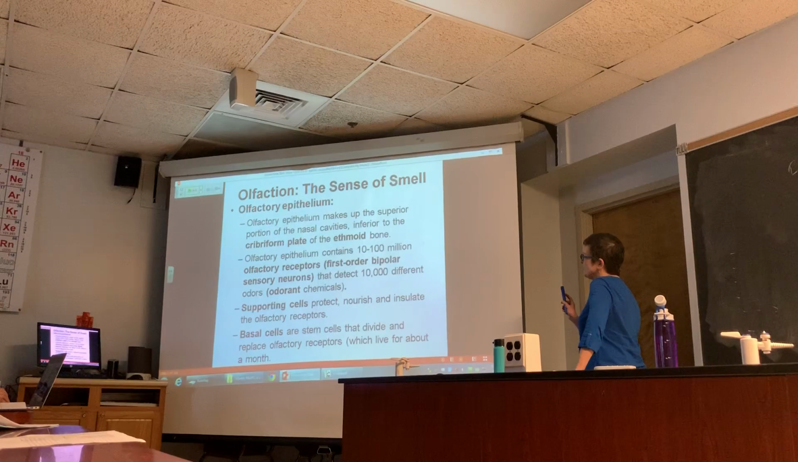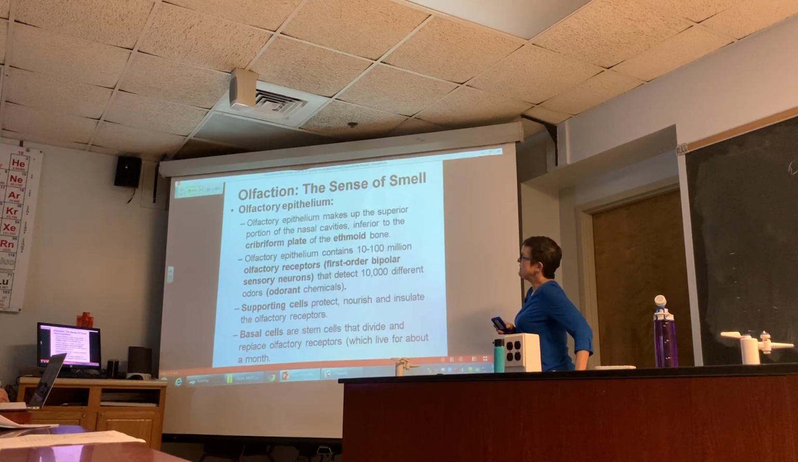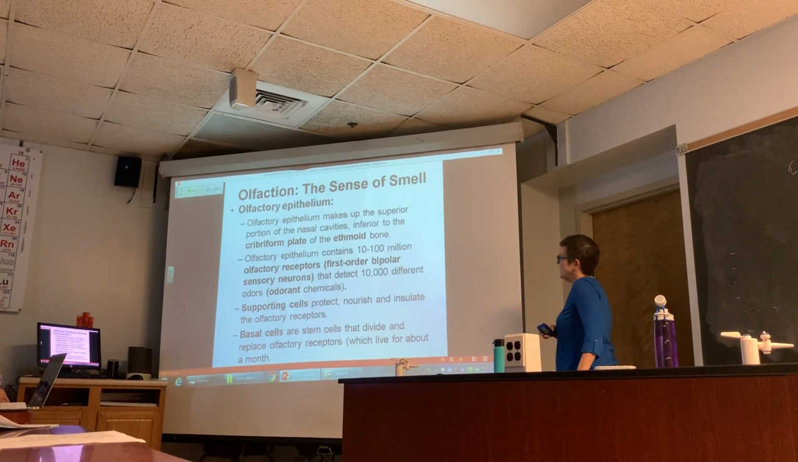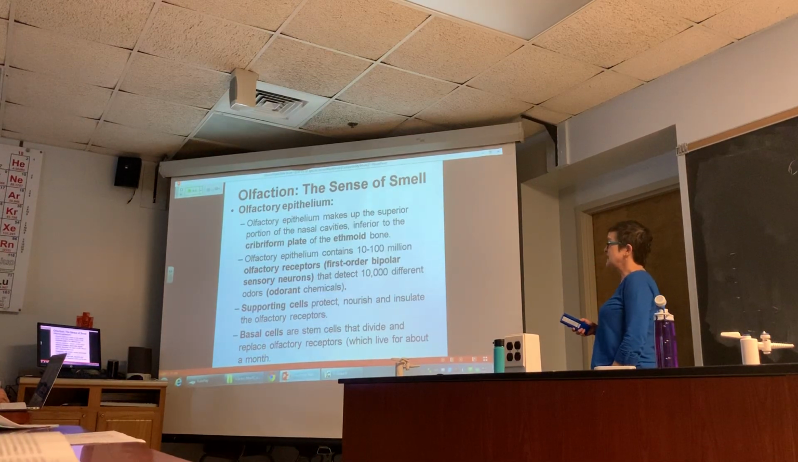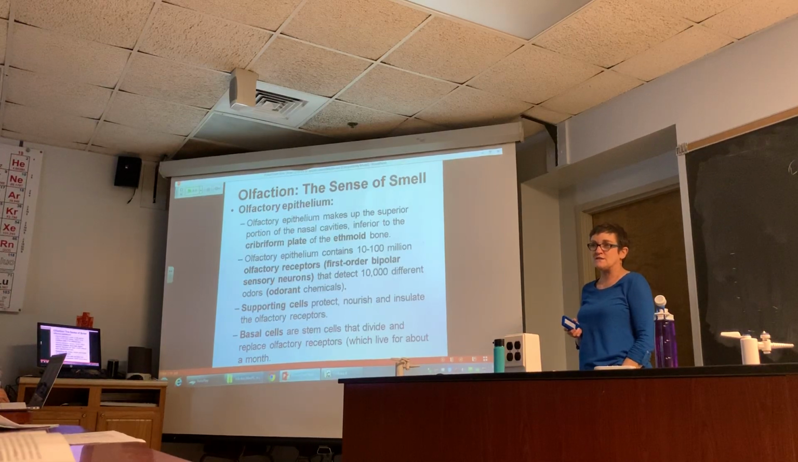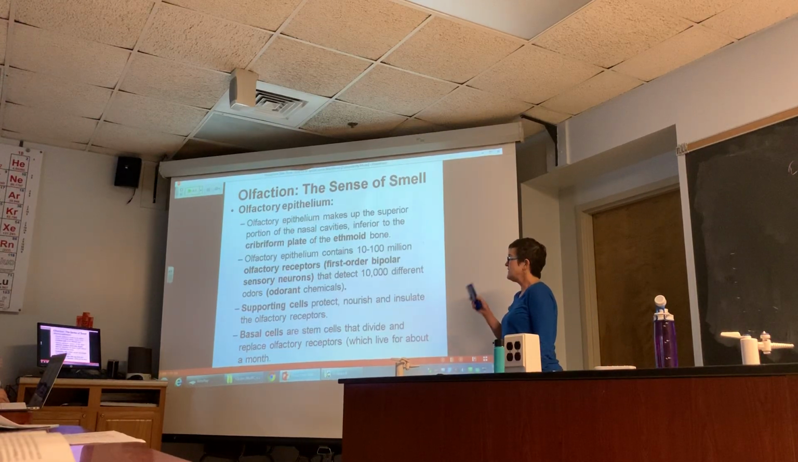In the olfactory epithelium, there are 10 to 100 million olfactory receptors. These are first order sensory neurons. They're bipolar neurons, they're not unipolar. And these detect 10,000 different odors, what we call odorants, or odorant chemicals. So when you see the term odorant, that means a chemical that stimulates one of these receptors. This is very detailed. 10,000 is a lot. This is more than what your taste receptors could detect.